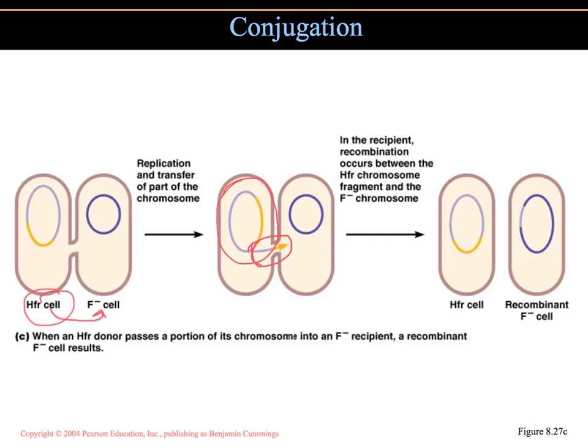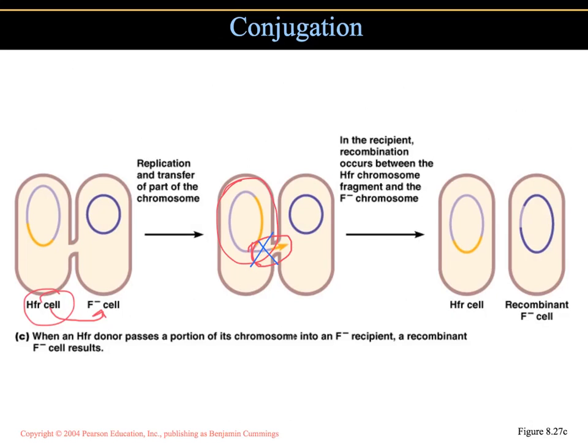So this HFR cell can transfer DNA to the F minus cell. The problem here is the chromosome that is being transferred from the HFR will break off. So I'm going to just kind of cross it off. It will break off before it's completely transferred, so not the entire HFR copy would be sent over to the recipient cell.